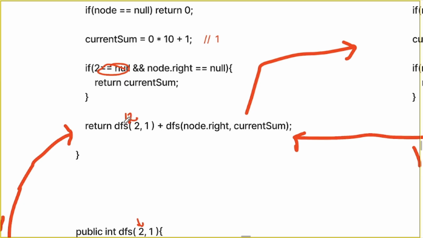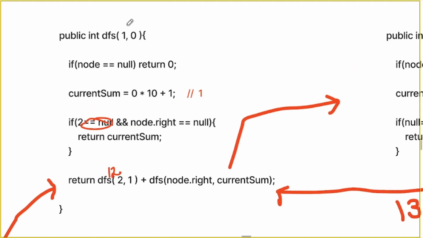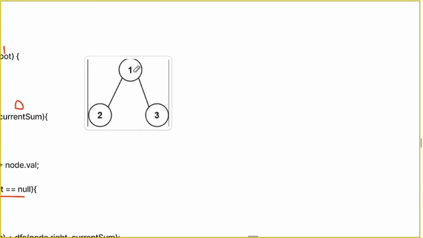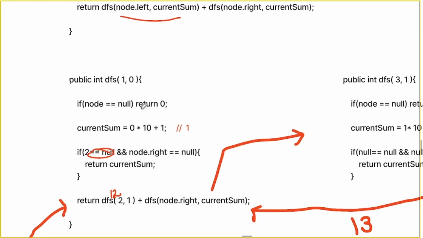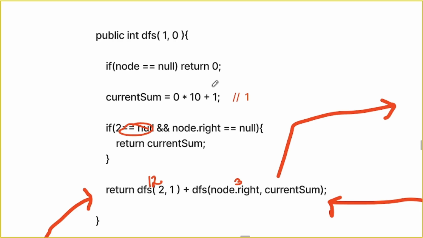Then it will execute the rest of the function, that is the plus. So again we are calling the function, this time using the node's right. What is the node value now? The node is 1, so node's right is 3. We have 3 here, node's right is 3, and the current sum we have is 1.